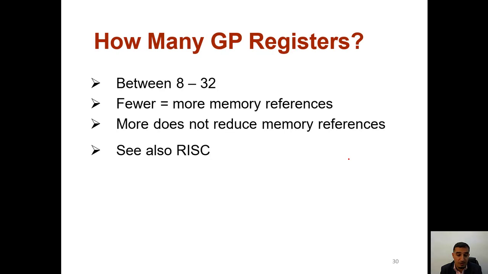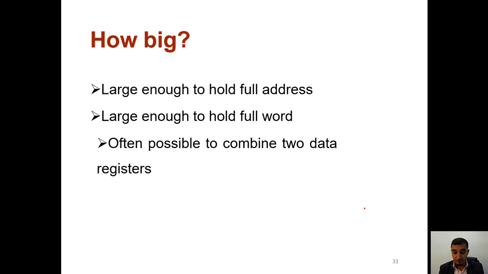The number of general purpose registers is basically between 8 and 32 registers. It depends again on the complexity of the CPU. Fewer means more memory access, but more does not reduce the memory references. We are going to see the reduced instruction set, inshallah, in the next semester. But if you have fewer registers, this means that all the information you are going to get is from the memory. If you have more registers, up to a certain point, you will have faster programs, and then you will not have faster programs, because you are going to face the problem of addressing these registers.